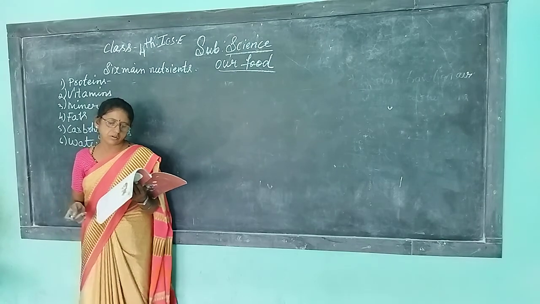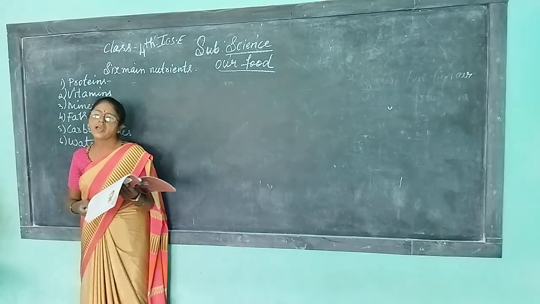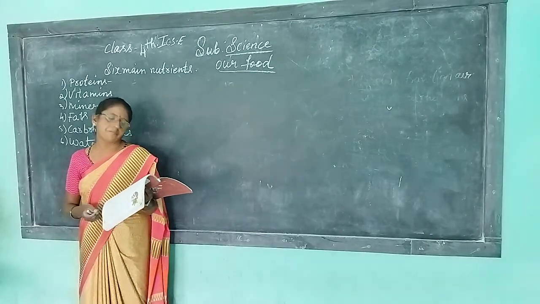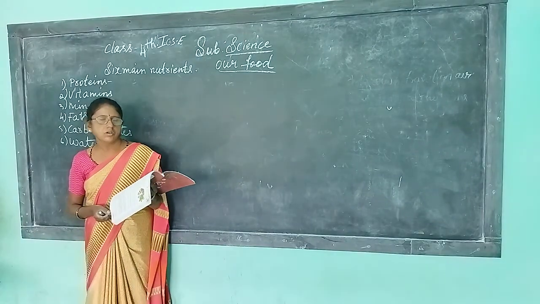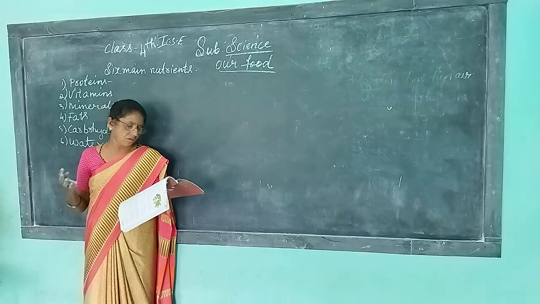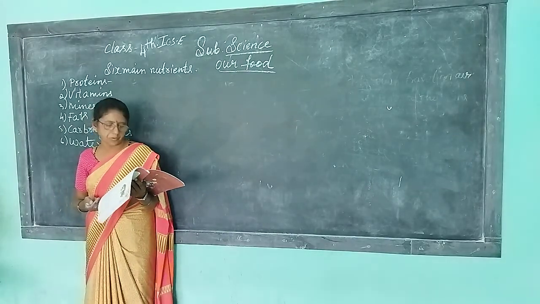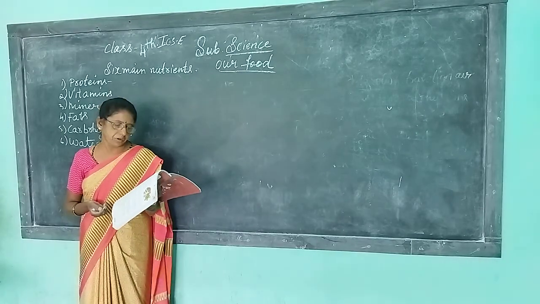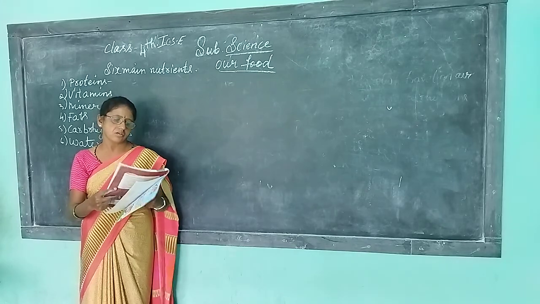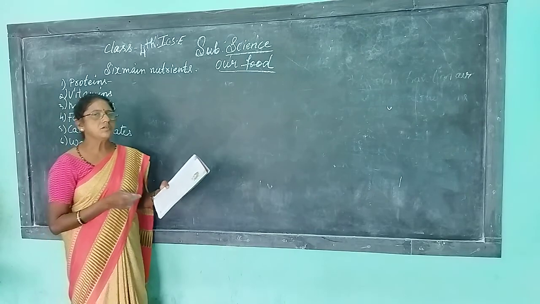Protein is the main nutrient for growth, and actually every single cell in the body has some protein. Other important body parts are hair, skin, eyes and body organs. These are all made up of protein and they are called body-building nutrients. The second one is carbohydrates. In carbohydrates there are 2 main types, simple sugars and starches.